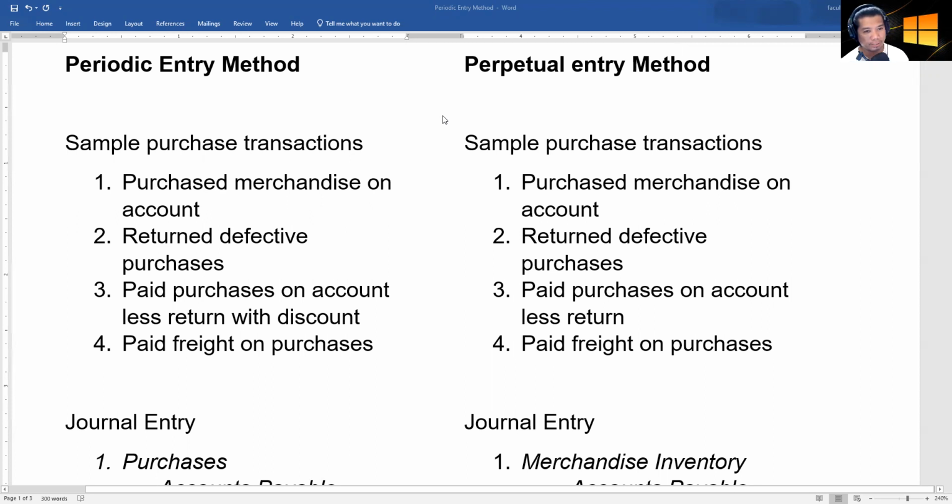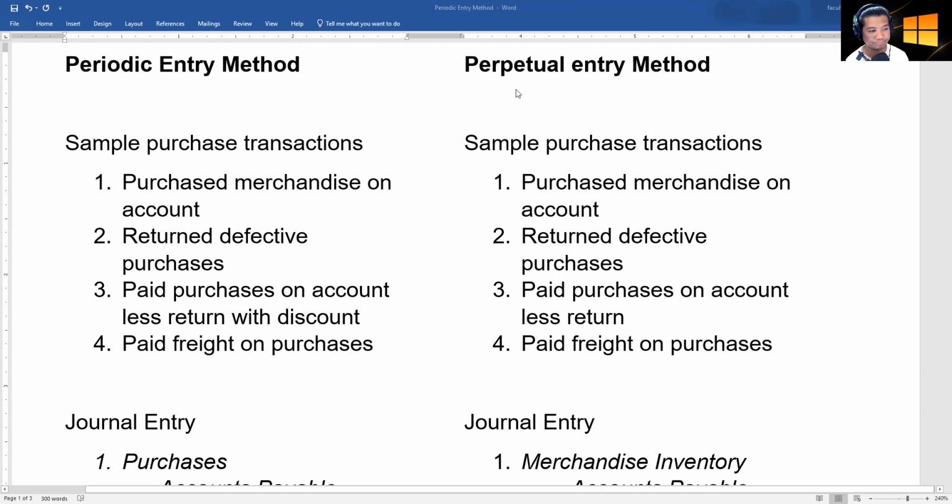So I have here the example or sample transactions kung saan meron tayong recording process ng periodic at saka recording process ng perpetual. So as I've told you before, wala naman silang gaanong pinagkaiba. The only difference is the terminologies kung saan iba yung terminologies for periodic and iba din yung terminologies for perpetual. But somehow, the process and procedure as well as the principle is the same.